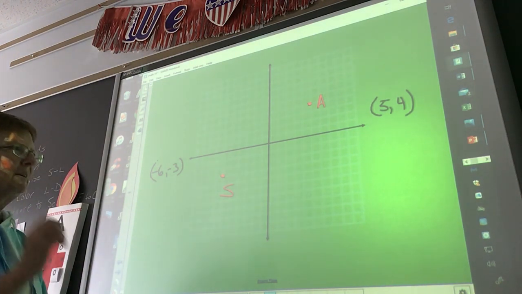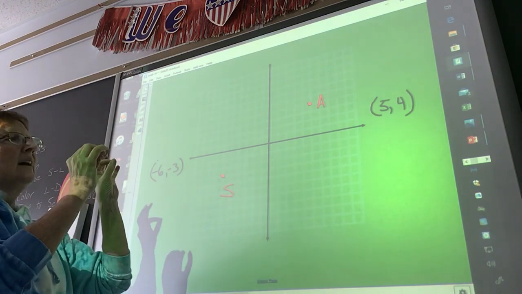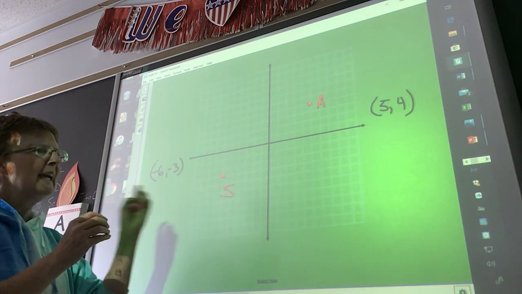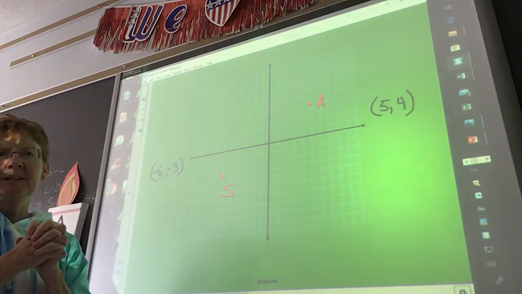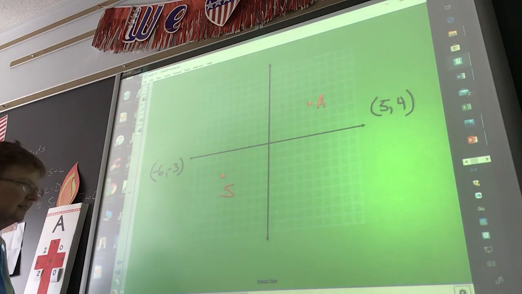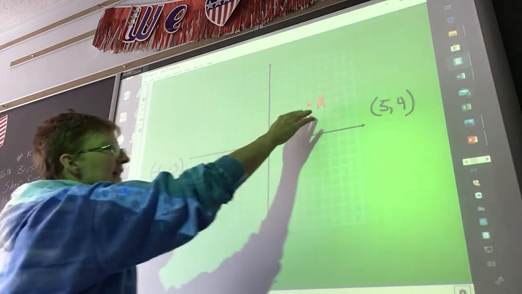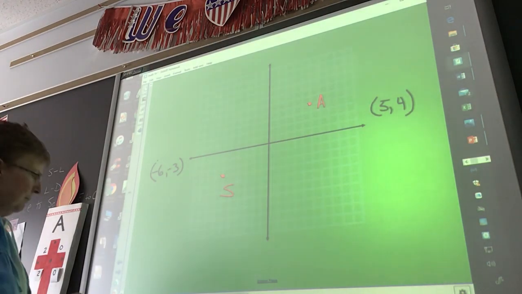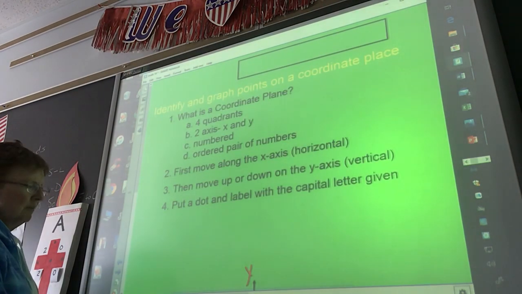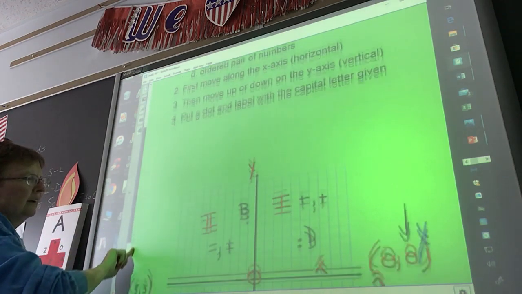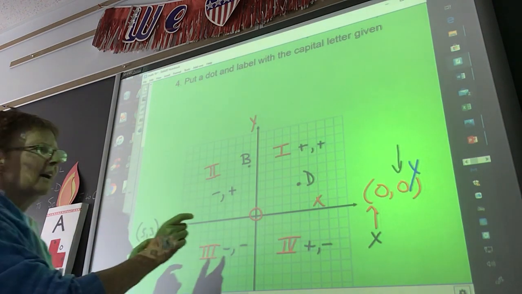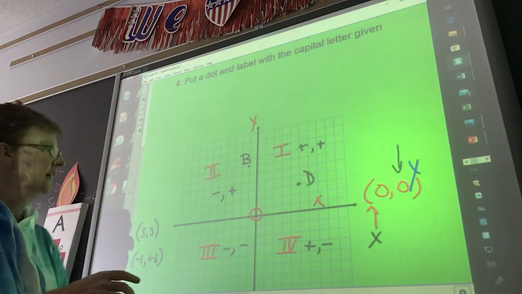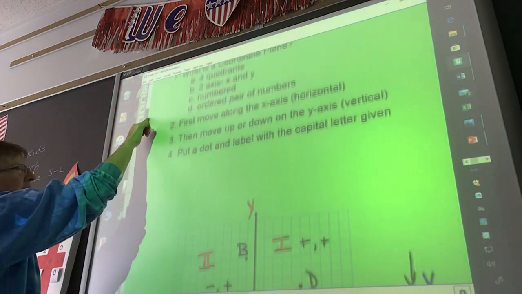That's the gist of what you're going to be doing today. You're either going to be finding a spot, or you're going to be labeling a particular place on the coordinate plane. There's 2 things. So here we were given a dot, and we had to figure out what the ordered pair was. Over here on the ones that we did, we were given the ordered pair, and we had to go to that spot. So there's 2 different things that are going on here, but that's your assignment.